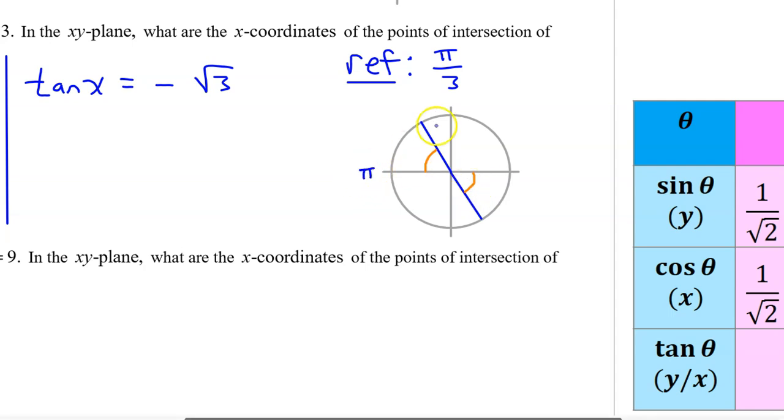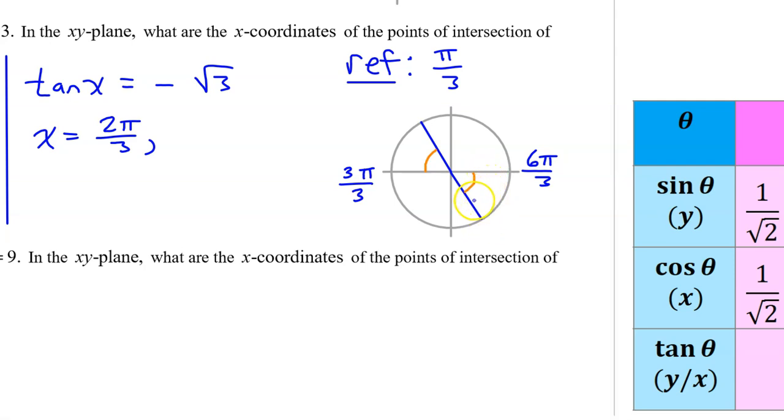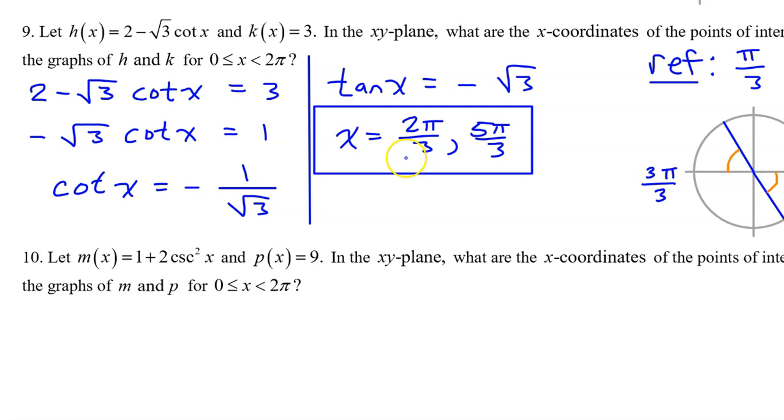Pi is right here. Looking at the reference angle, we will think of it as 3 pi over 3. So this angle in quadrant 2 with a reference angle of pi over 3 is pi over 3 less than 3 pi over 3. That's 2 pi over 3. Doubling this, we can think of 2 pi as 6 pi over 3. So this angle in the fourth quadrant is pi over 3 less than 6 pi over 3. That's 5 pi over 3. These are the x-coordinates of the two intersection points.